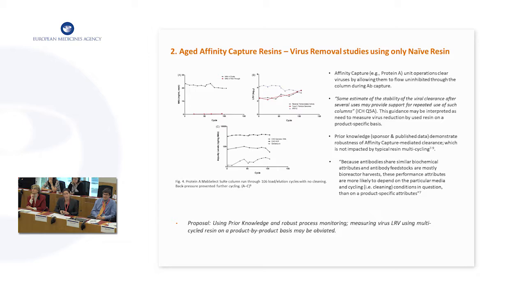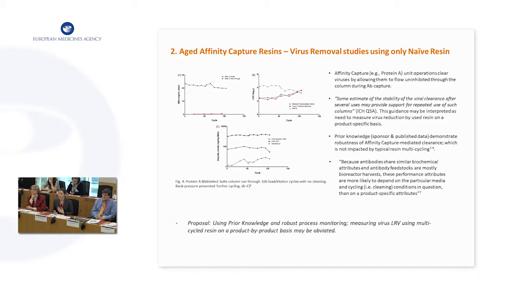Moving from virus filtration into the second unit operation that we wanted to briefly discuss, we're back to affinity capture chromatography, or protein A-mediated chromatography. The mechanism of action here is obviously different. The viruses flow uninhibited through the column, followed by wash sequences, whilst the product of interest preferentially binds.